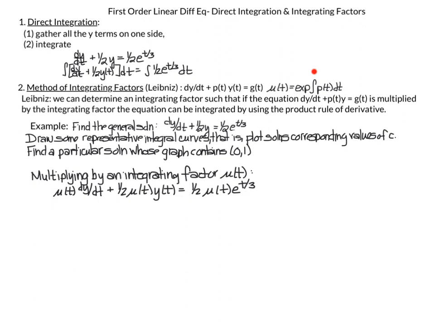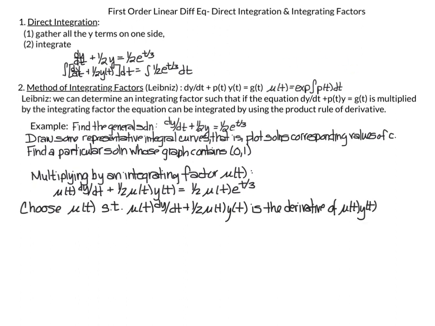And by the way, it is true, I have the formula for mu of t, but we're pretending like we don't know this. And so we're trying to figure out how do we find a mu of t, and then later we'll derive this formula here. And what I'm going to try is to choose my mu of t such that this part of my equation, my mu of t dy/dt plus 1/2 mu of t y of t, is the derivative of mu of t y of t.